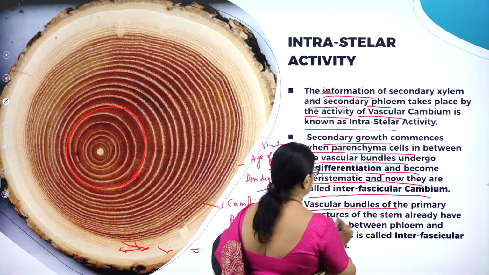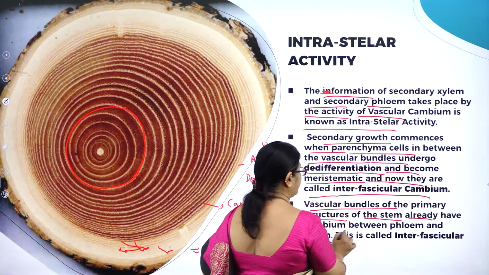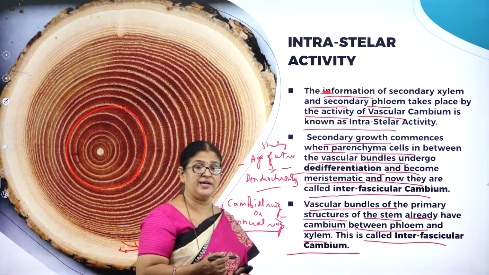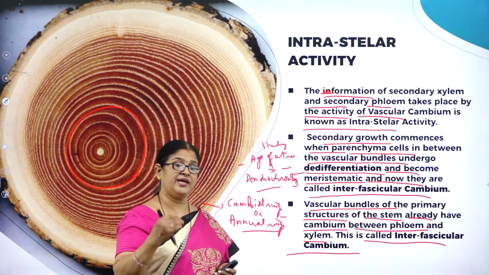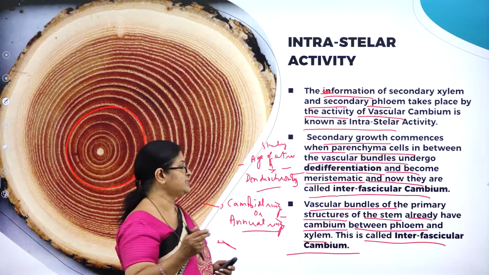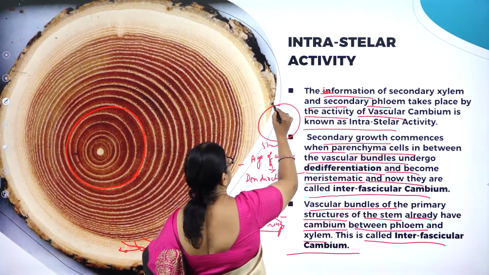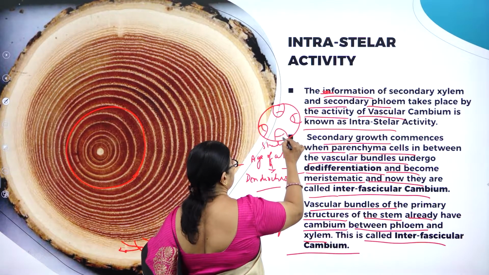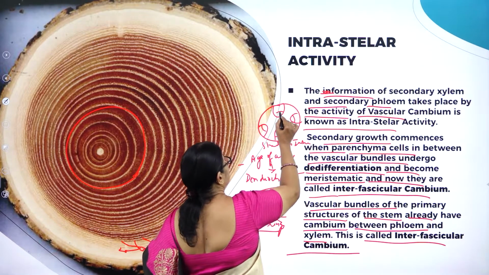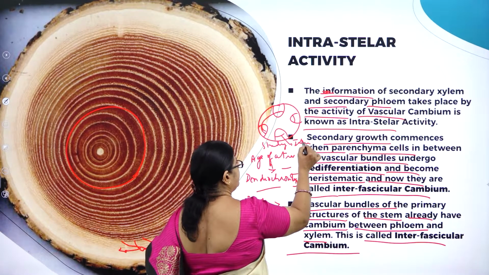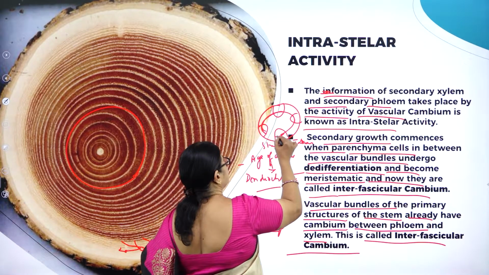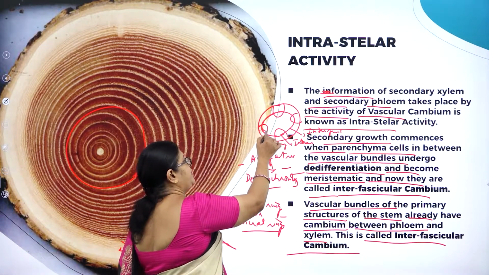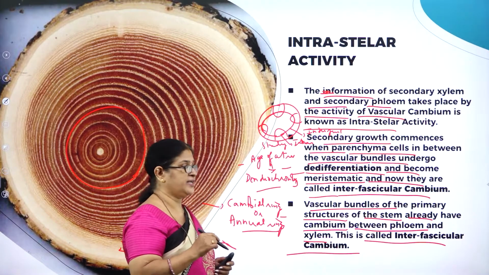So the vascular bundles of the primary structure of the stem already have cambium between phloem and xylem. This is called intrafascicular cambium. Interfascicular cambium means the cambium that is formed between two adjacent vascular bundles. Here you can see the process of formation.